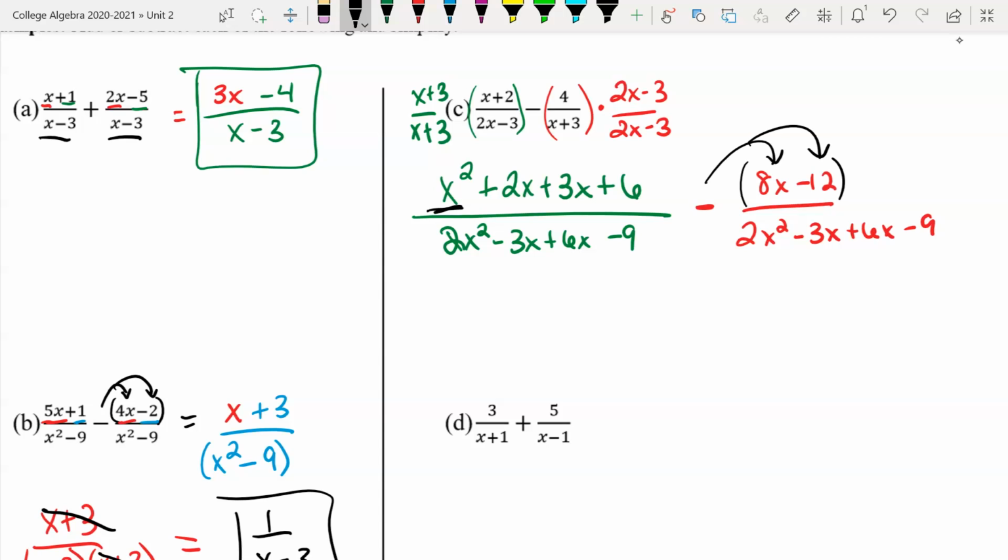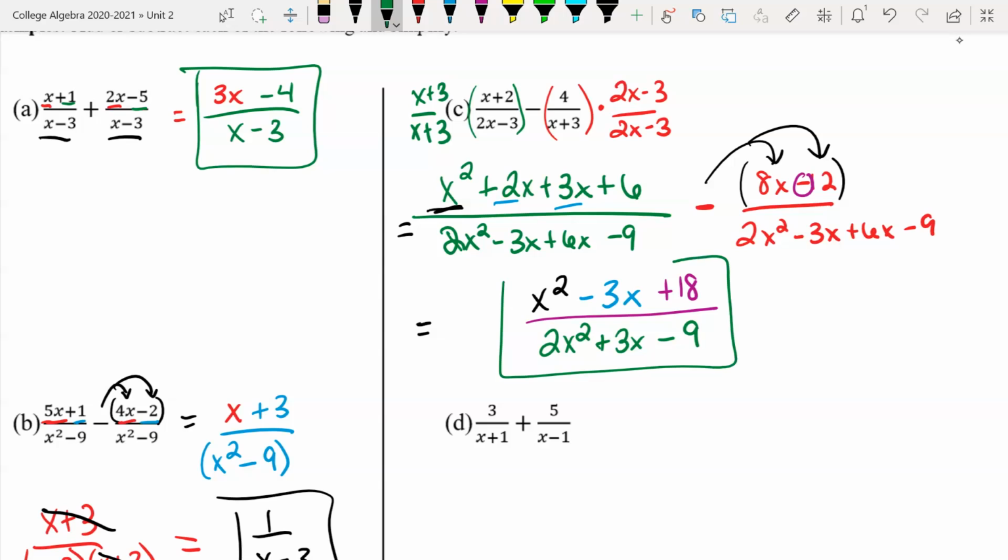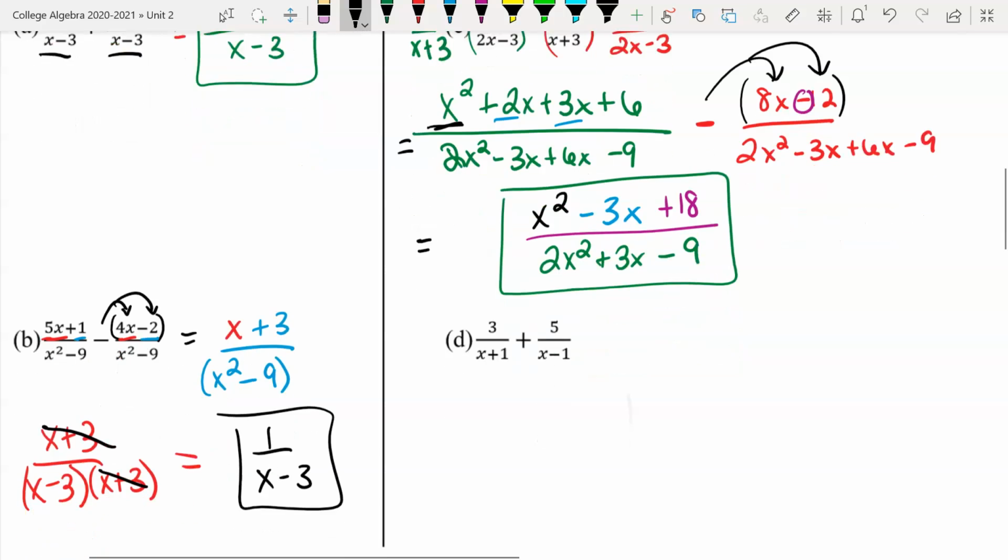So x squared, there's nothing else to combine it with, so my answer is going to have x squared in it. Now, 2x plus 3x is 5x, but then I'm going to subtract 8x from it, so I get minus 3x. And then positive 6 minus a negative 12 turns into positive 6 plus 12, which is 18. Over, go ahead and combine like terms on the bottom, 2x squared plus 3x minus 9. You only have to do that for one of them because they have the same denominator, so your answer is going to have that same denominator.